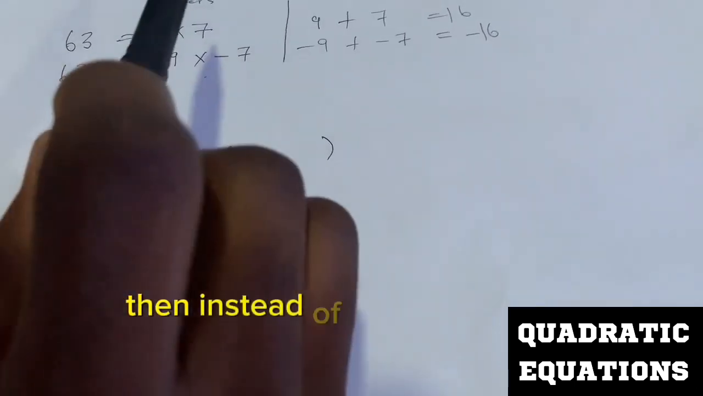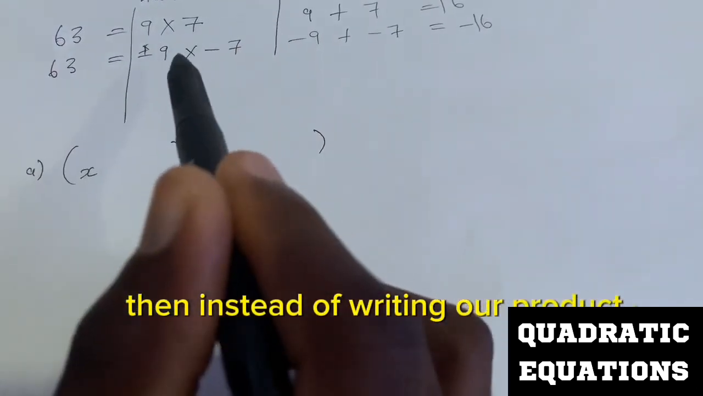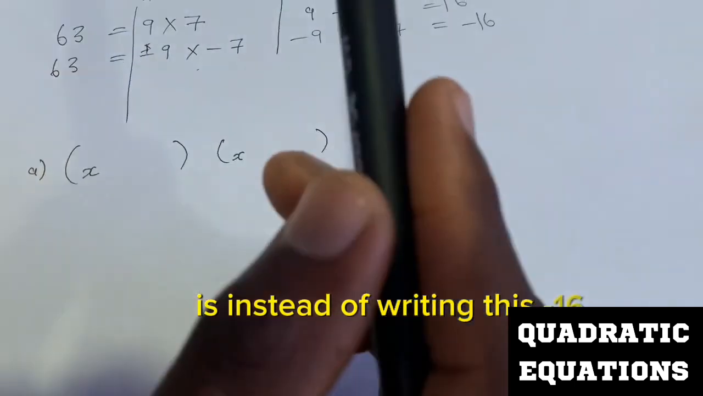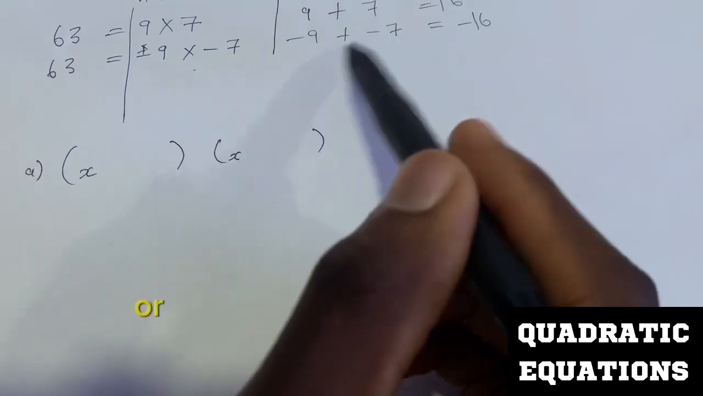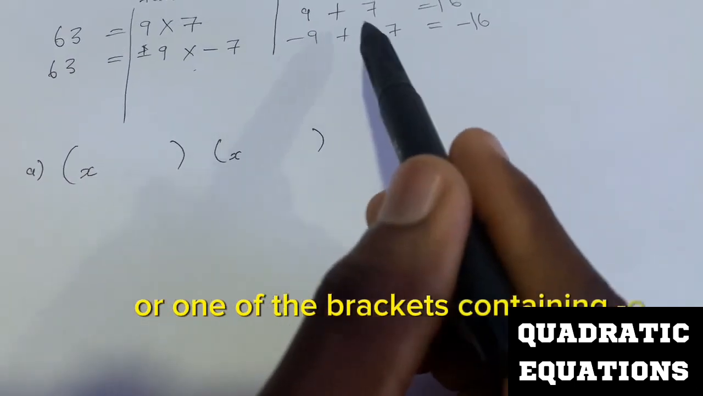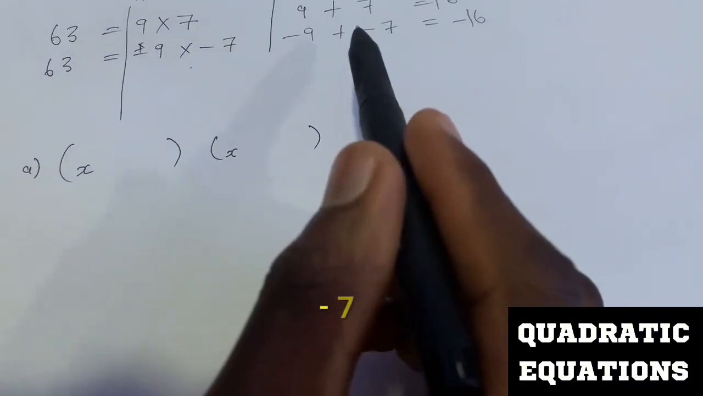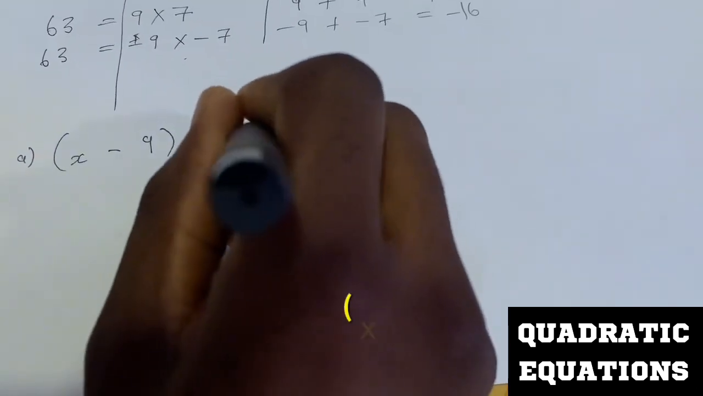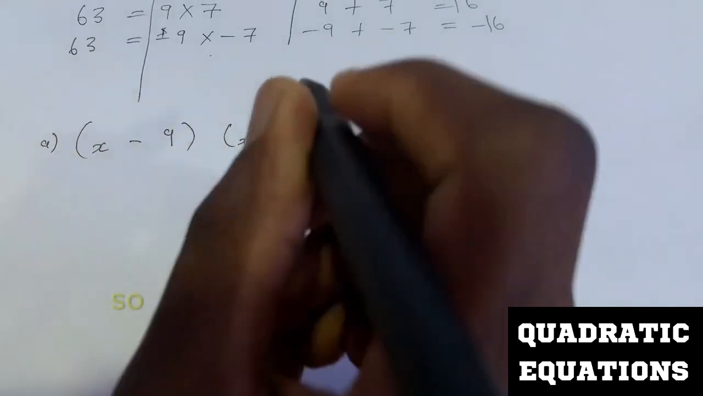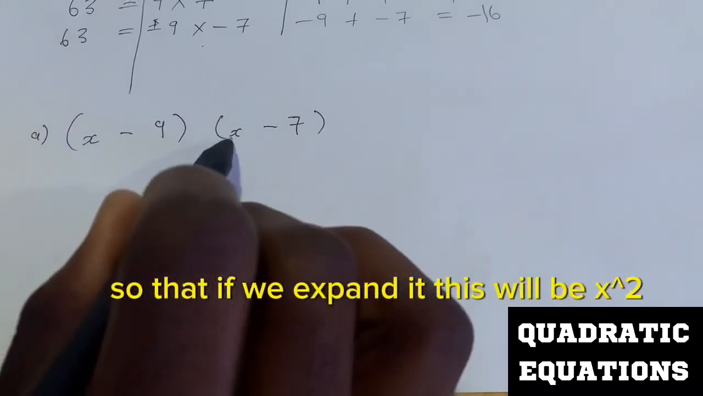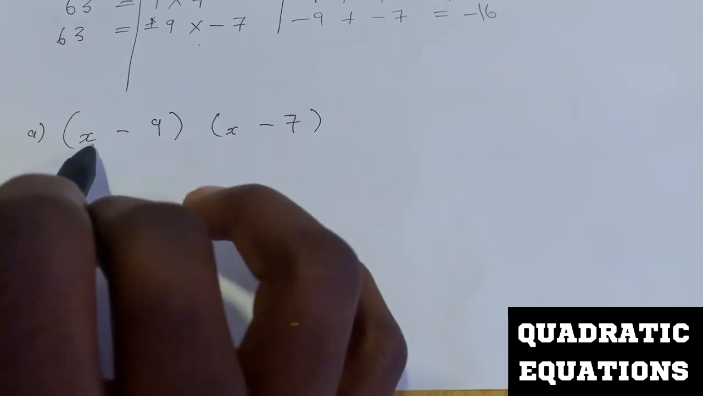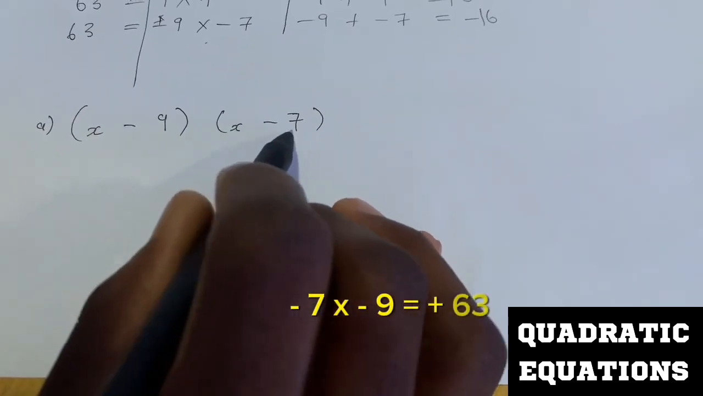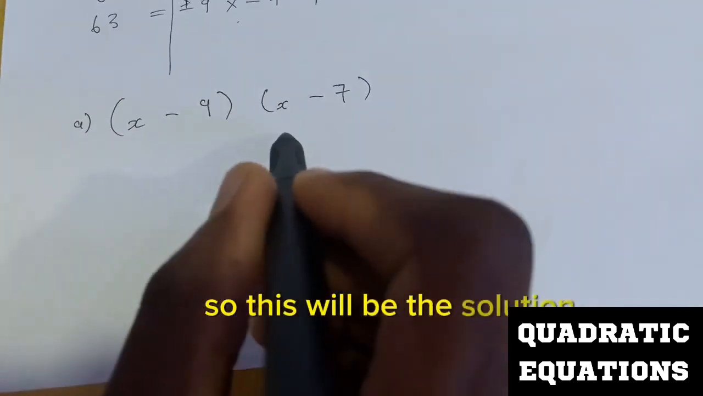Then instead of writing this minus 16, we're going to have one of the brackets containing minus 9, the other one containing minus 7, so that it will be like this: x minus 9 bracket x minus 7. So that if we expand it, this will be x squared minus 9x minus 7x plus 63. So this will be the solution.